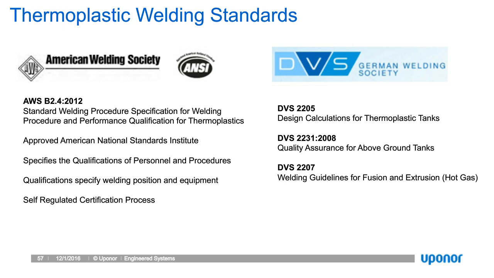But there's also AWS B2.4 2012, and Uponor falls under B2.4's guidelines as well. So there are those two standards in play throughout North America and the world, and it's important for any company that's manufacturing polyethylene systems to adhere to at least one, if not both, of those standards.